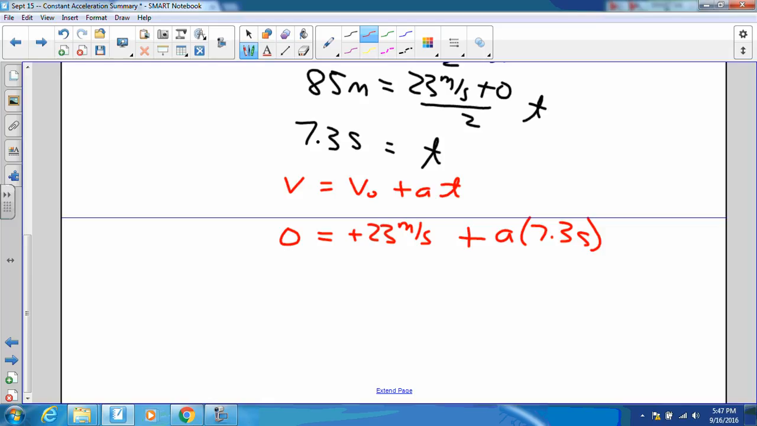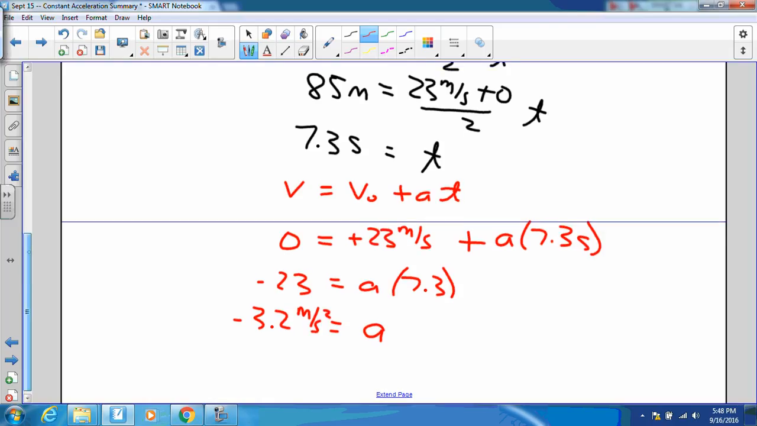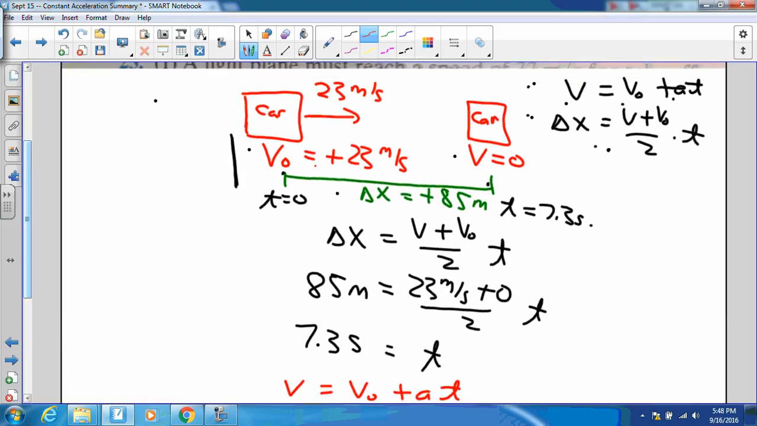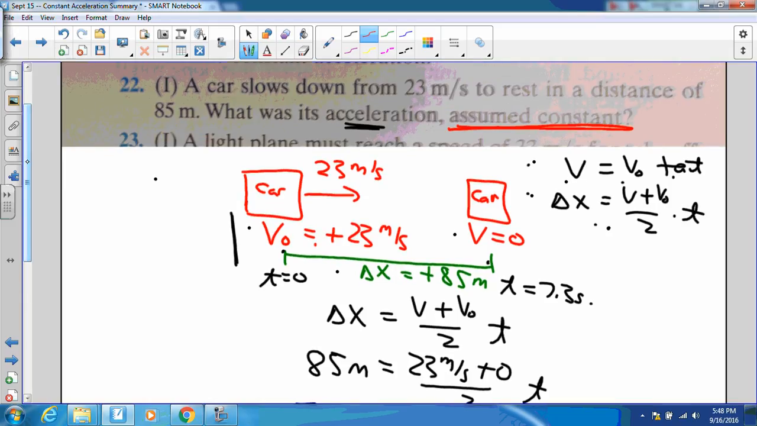And when I solve for the acceleration by subtracting 23 from both sides and dividing both sides by 7.3, I get that acceleration is negative 3.2 meters per second squared. Why negative? Well, because my car is slowing down, I expect the acceleration and the velocity to have opposite signs. And during this entire trip, the velocity is positive, albeit getting smaller, but the acceleration is negative.